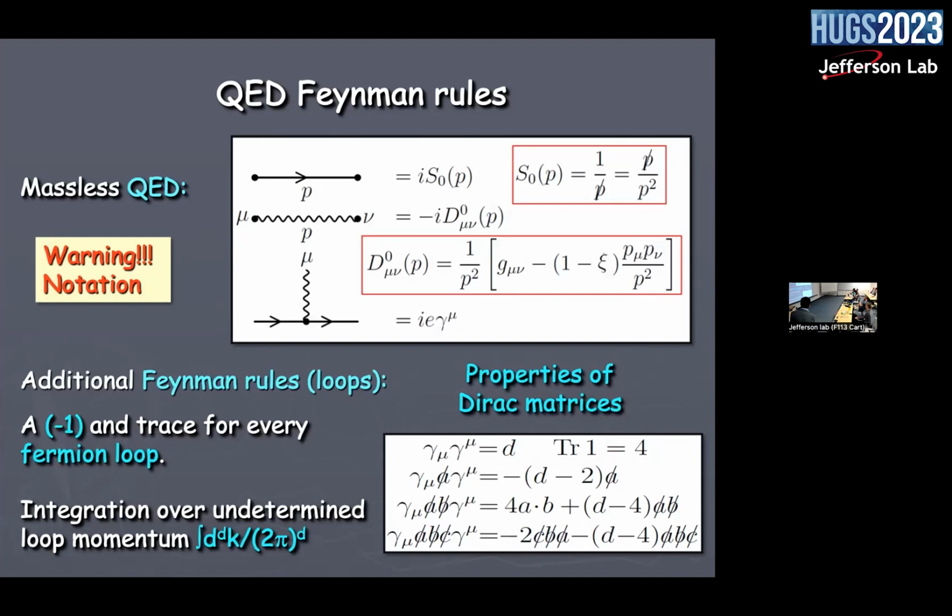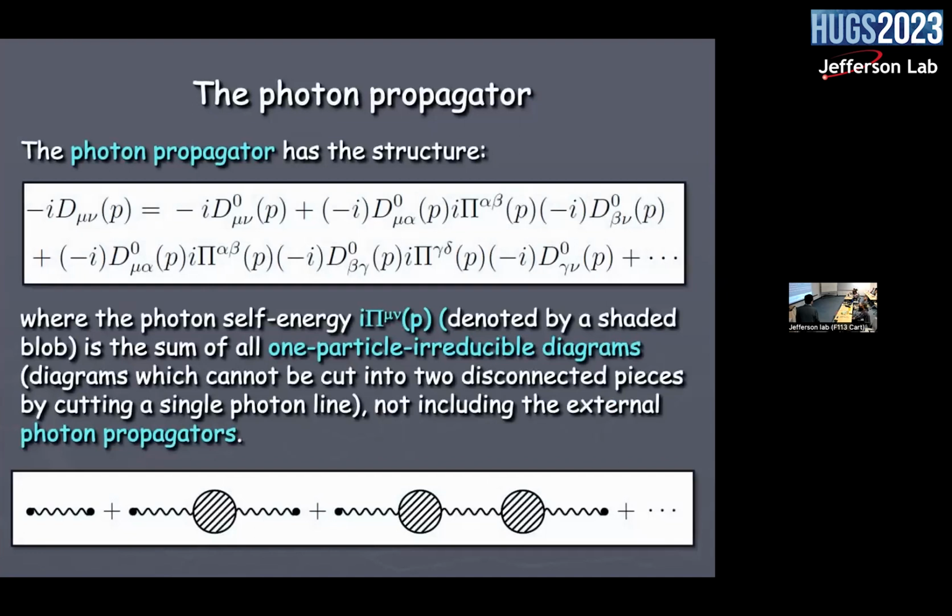You multiply by -1 and then take the trace whenever there is a fermion loop. And then you integrate over the momentum which runs inside the loop. And there are properties of course of Dirac matrices when you take the traces. They're slightly different when you go to D dimensions, and some people use slightly different starting rules, but it doesn't really matter so much. If you use this, these are good enough. So once you have all this technology, yes.